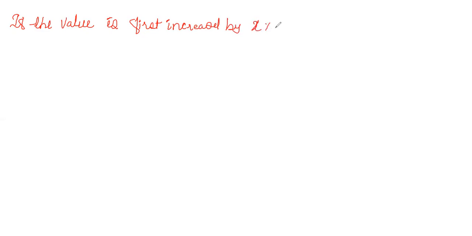The next method is the shortcut method. In that place we are applying a formula. If the value is first increased by X% and then decreased by Y%. Okay, first increased by X% and decreased by Y%.